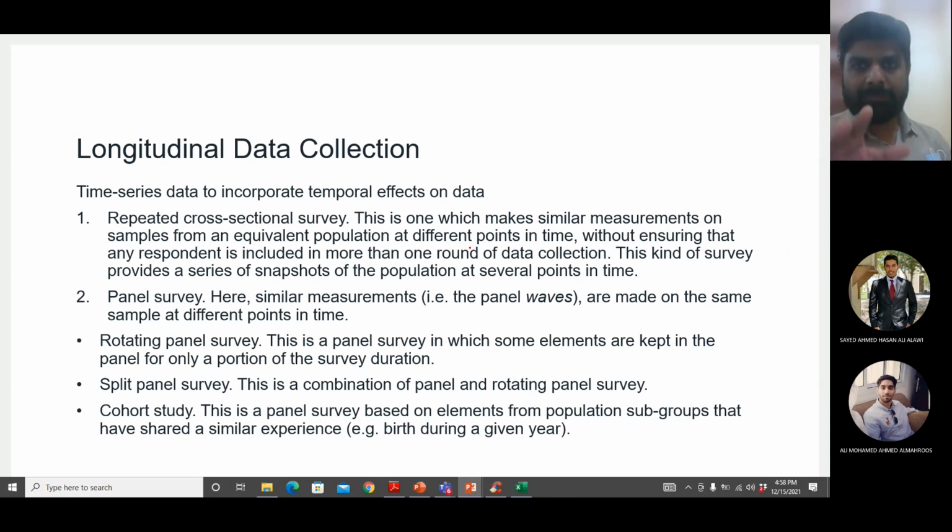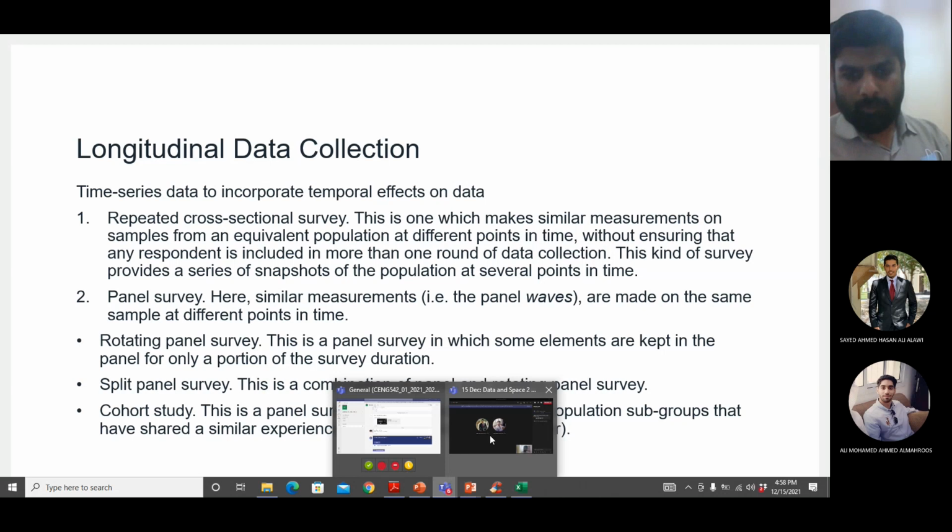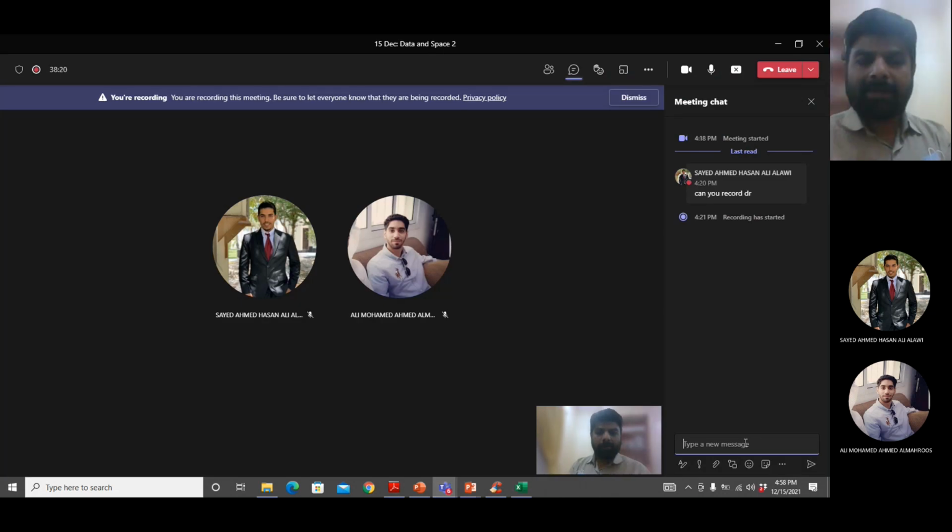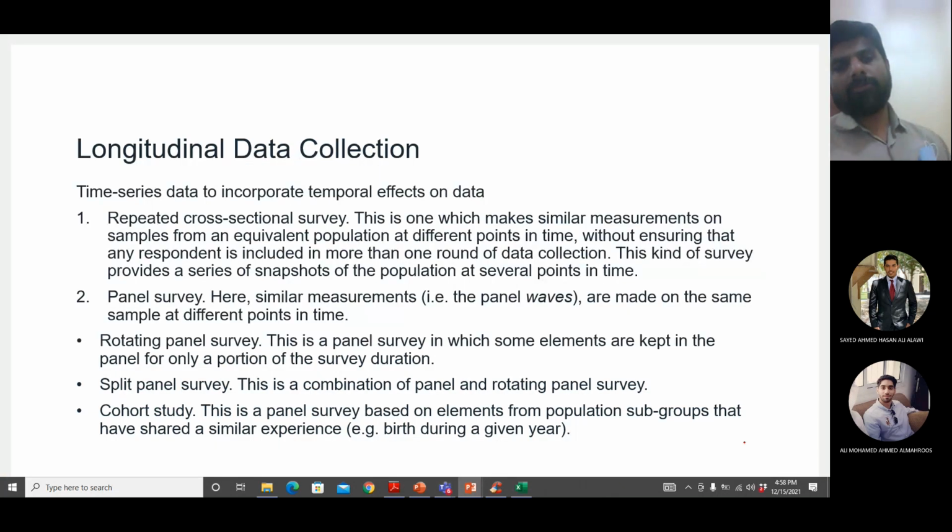What we have discussed up till now is called cross-sectional data. Whatever discussion we have done up till now, that data is known as cross-sectional data. I will come back to it in the next topic as well. Cross-sectional data means data collected at one point of time.